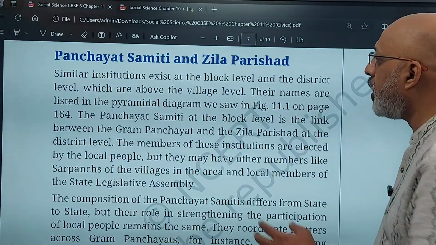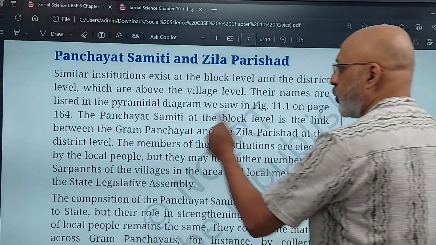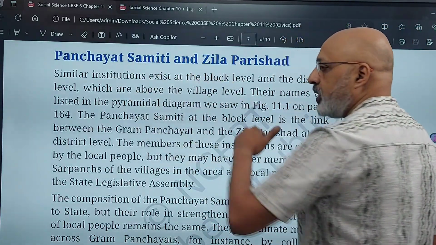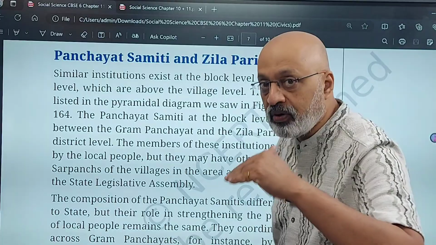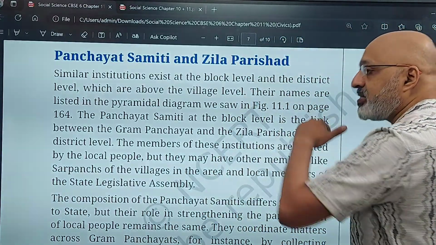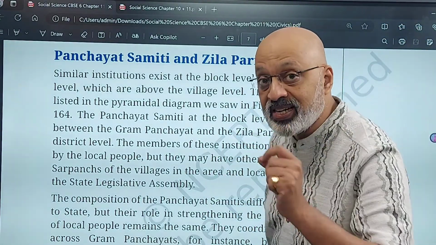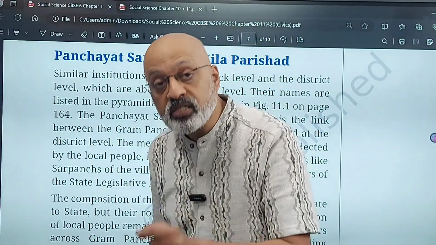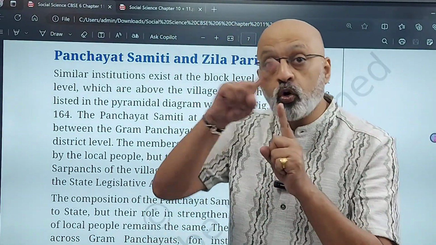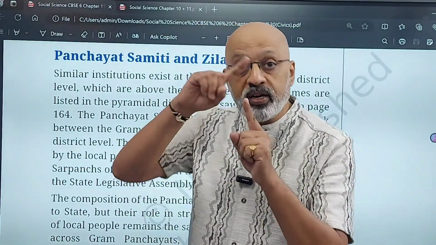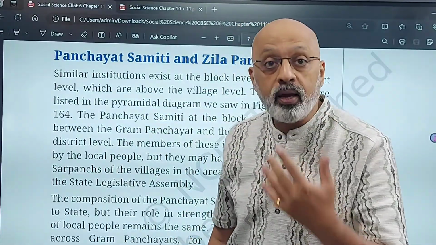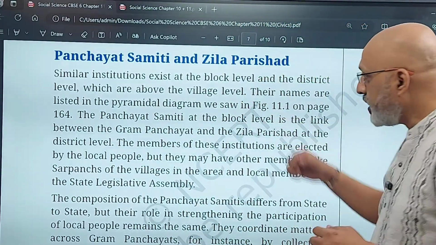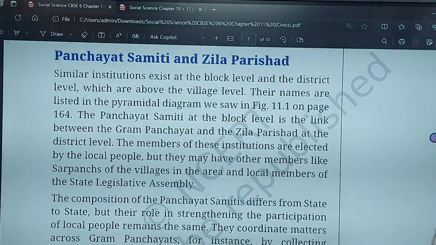Now finally we come to Panchayat Samiti and Zilla Parishad. Quickly let's go through that. Panchayat Samiti is at the Mandal block level, or the Mandal Parishad, and the Zilla Parishad is at the district level. Zilla मतलब हिंदी में it is the word for district. For students from South India, district is called Zilla in Hindi. That's why the word Zilla Parishad.